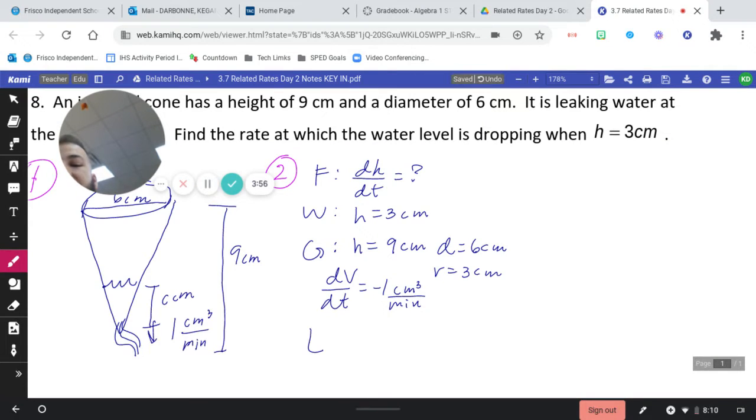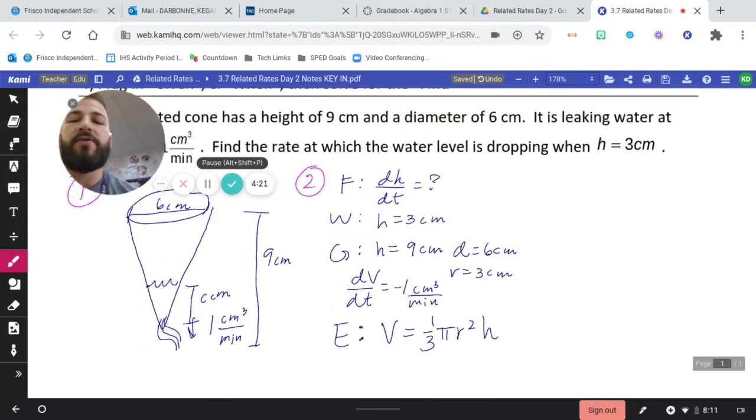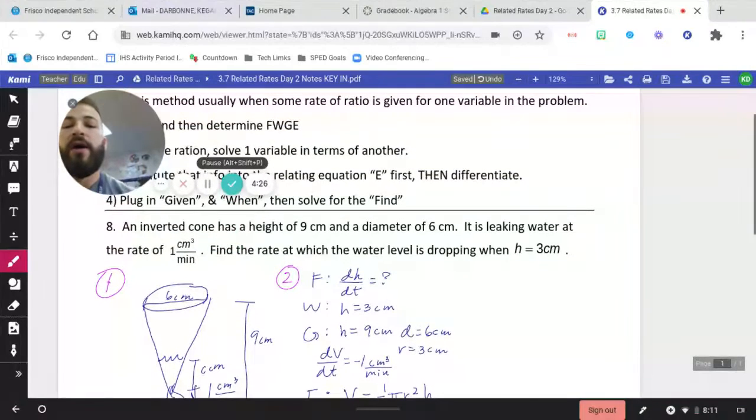And last but not least, we need our equation, which is 1/3 pi r squared h for our equation of volume. Okay. So we have our diagram, we have our FUIGI. The second thing we need to do is find a ratio to plug something in. And the reason why I know this, you can read through the problem. We're told a lot about the height. We have a rate of change of volume, and we want to find the rate of change of the height.